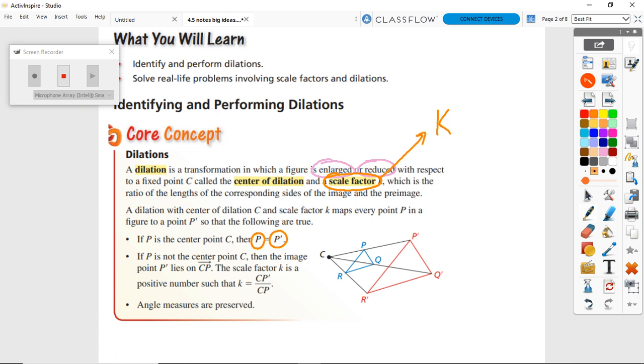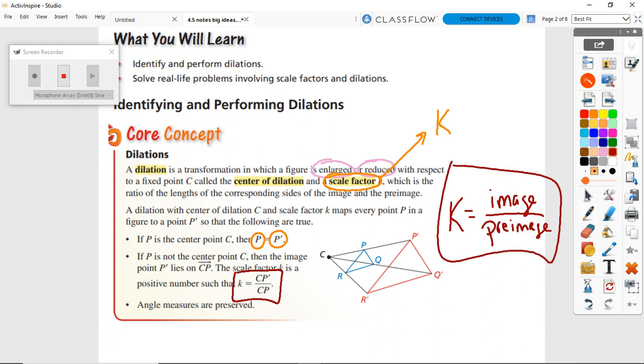And here's your main formula, party people. The scale factor is the image over the pre-image. So K is going to equal the image over the pre-image. So where it ends up divided by where it starts. That's going to drive you home in this lesson. So let's take a look.